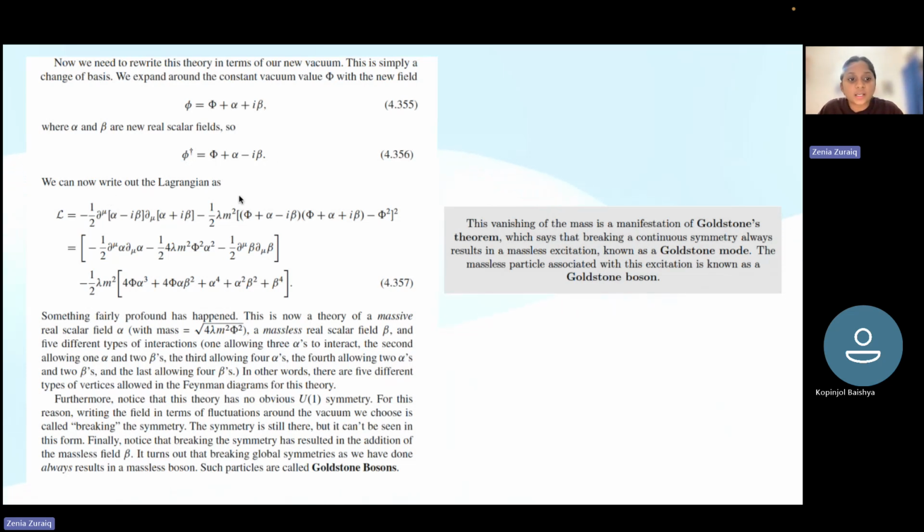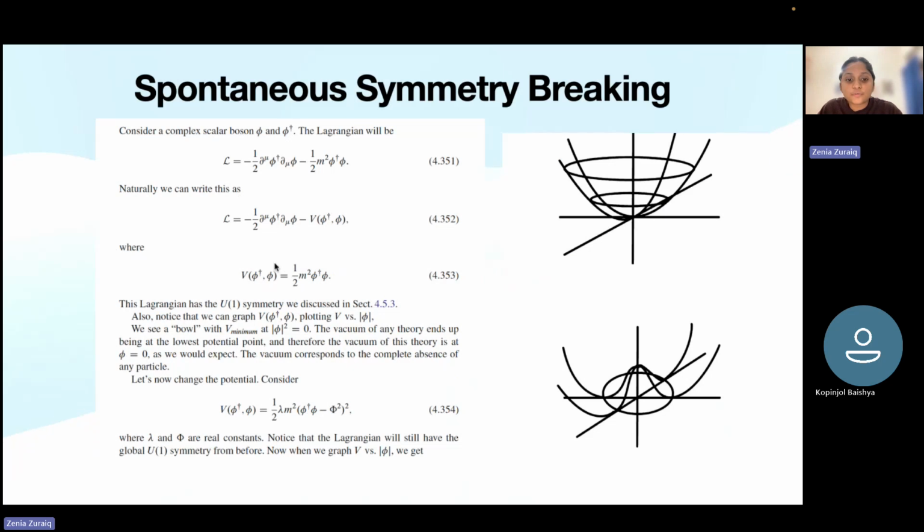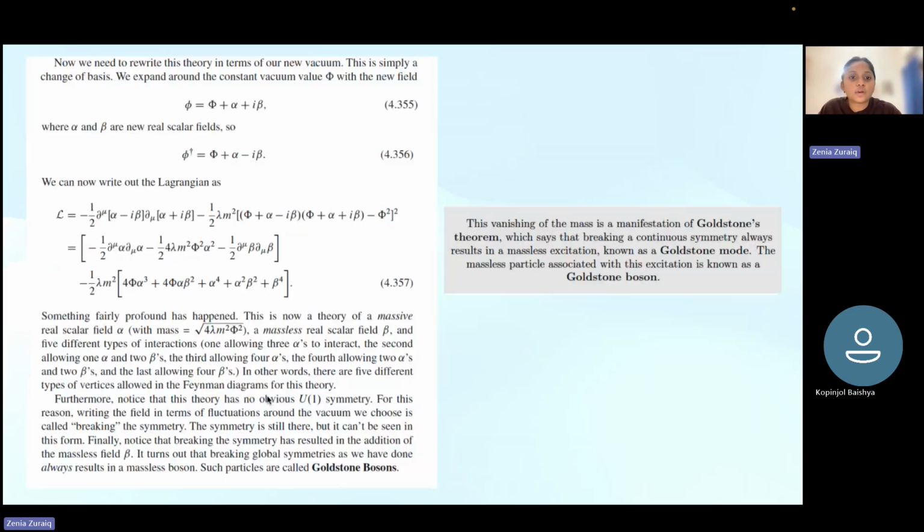Now we can write out the Lagrangian. The Lagrangian is del mu phi star, del mu phi, minus V. And in V you have two terms: one is phi dagger phi and one is capital phi squared, which is a real number. So instead of phi dagger and phi, we substitute capital phi plus alpha plus i beta and capital phi plus alpha minus i beta. When you write this down, you can group the terms together. Now you can see something interesting.